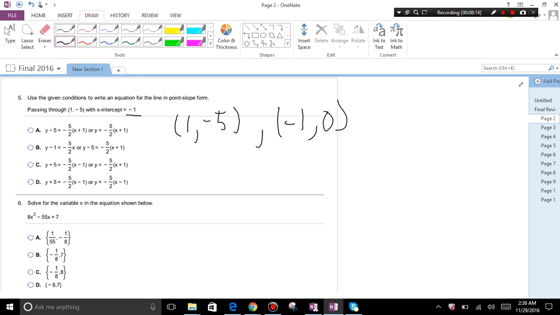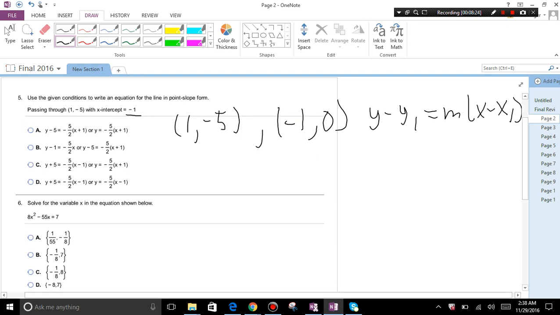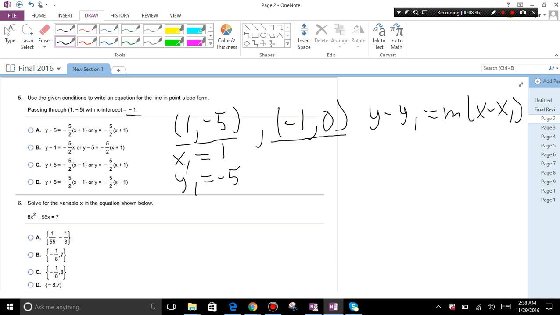And so we know this now. We know that we're going to use y minus y1 equals m times x minus x1. That's the equation of a line. And so I'll use this one. So x1 is equal to 1, y1 is equal to -5. I could have used the other point, but I chose the first pair.